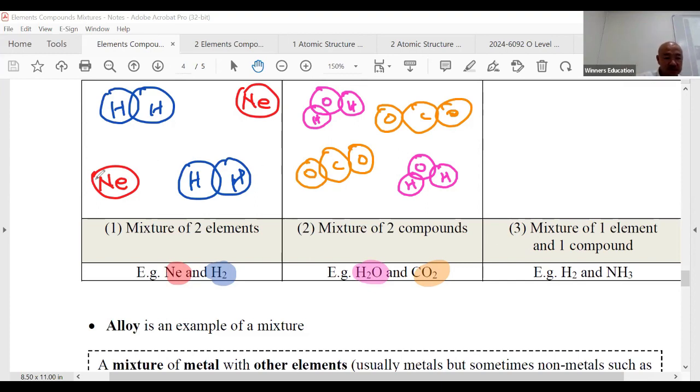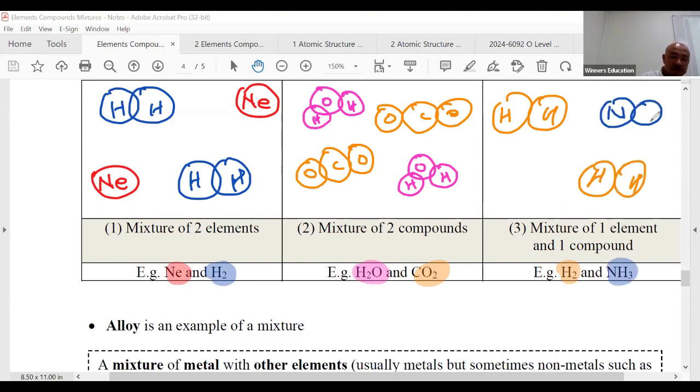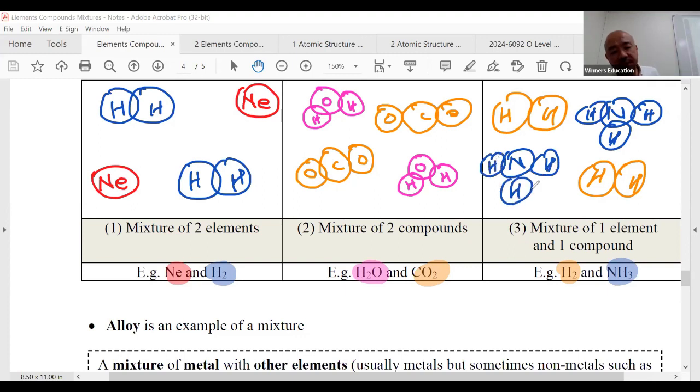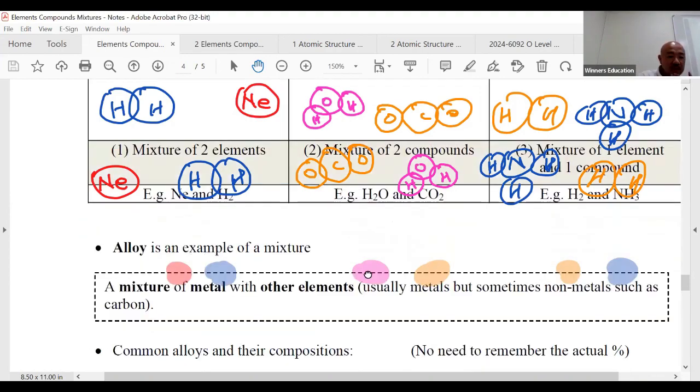And obviously, it can also be what? It can be element and compound. Nothing wrong. Whatever color I use. Element and compound. The shape, why it looks like that, we'll be talking about very soon. NH3. Sorry, this is a bit ugly. NH3. This H and this H. So once again, it can mix around any one of these kinds. No problem.